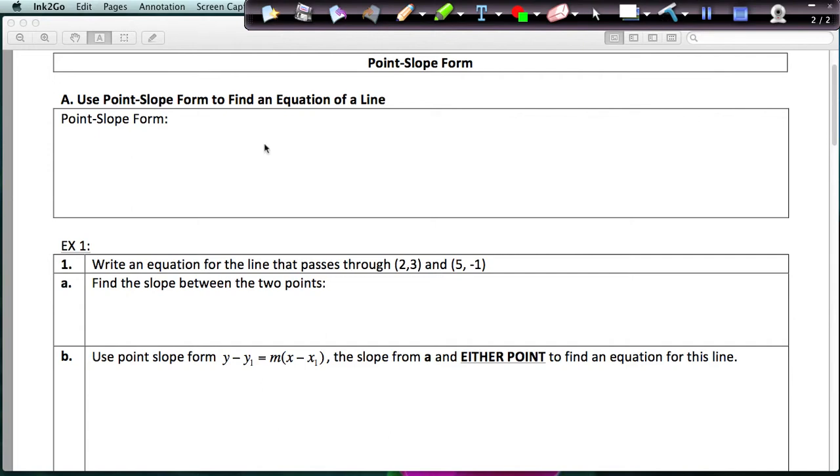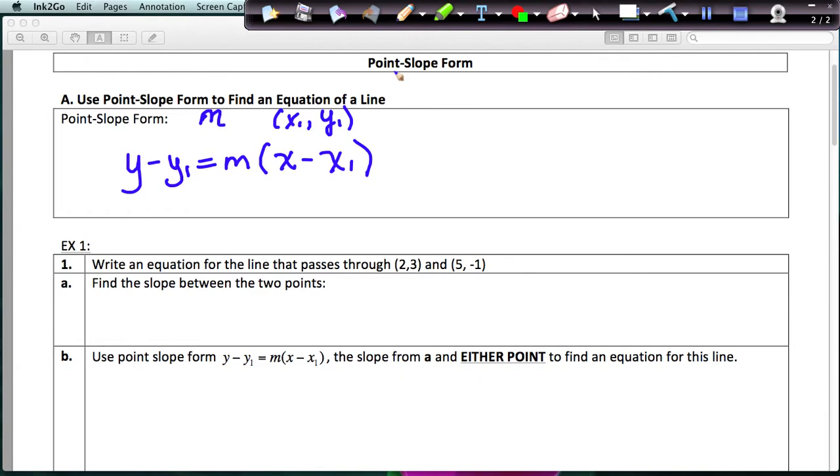Okay, so we're going to learn the third formula for finding the equation of the line, and that's the point-slope formula. Before we write the equation down, you would use this formula when you can find the slope, and you have one point, which we're going to call x1, y1, or x sub 1, y sub 1. So the equation of a line in point-slope form is y minus y sub 1 equals m times x minus x sub 1.